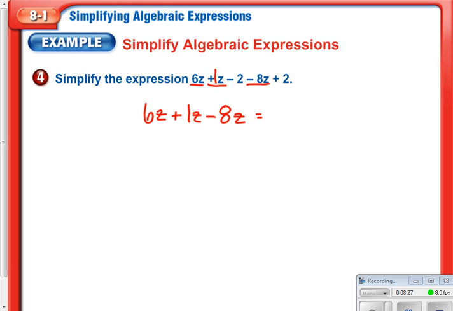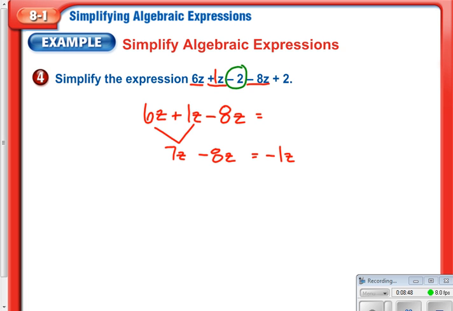Now I can combine those and figure out what this would be. I would have 6z plus 1z, which gives me 7z. Drop down my 8z. I have 7z take away 8z, and I get negative 1z.